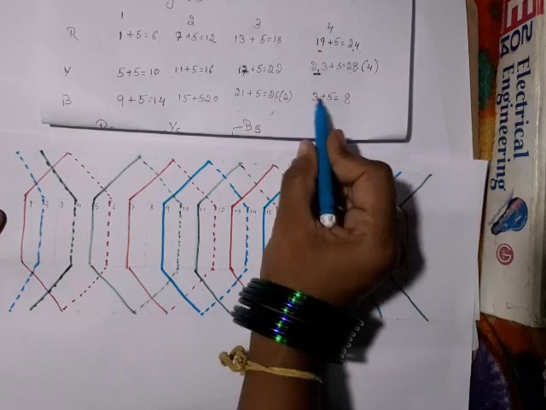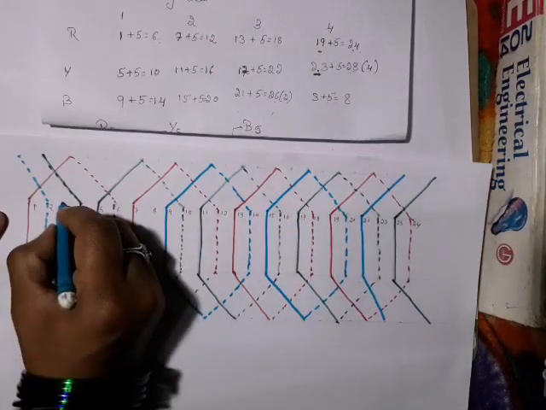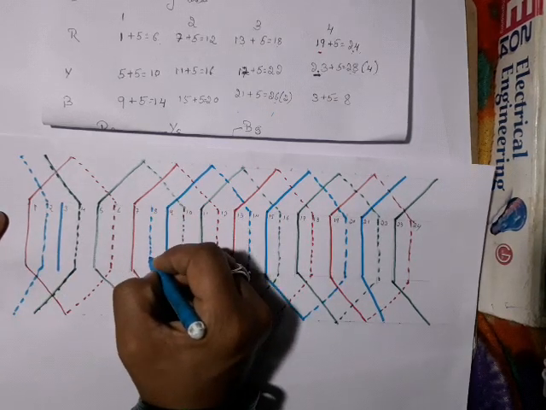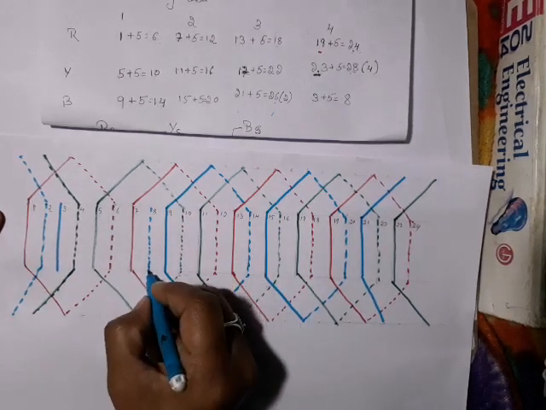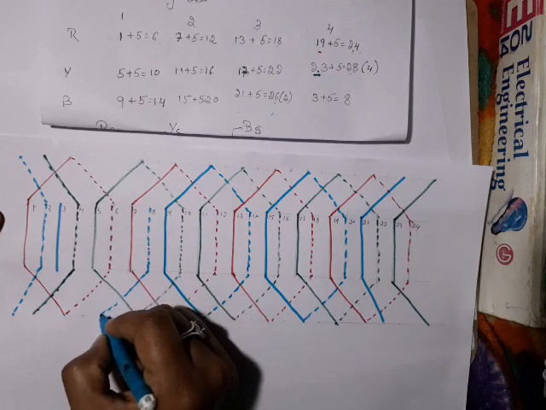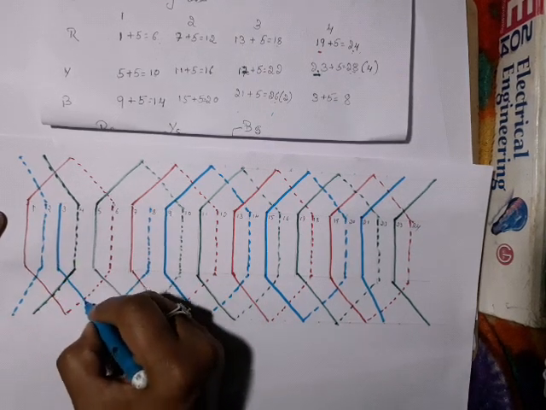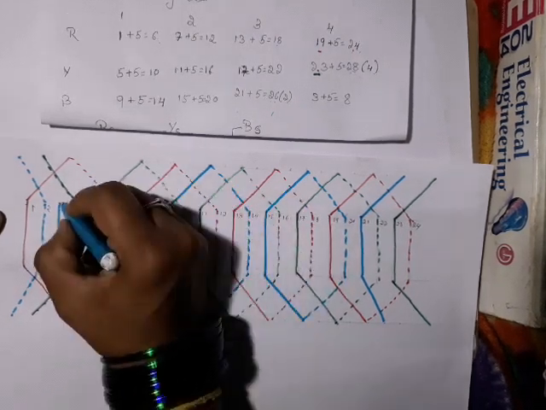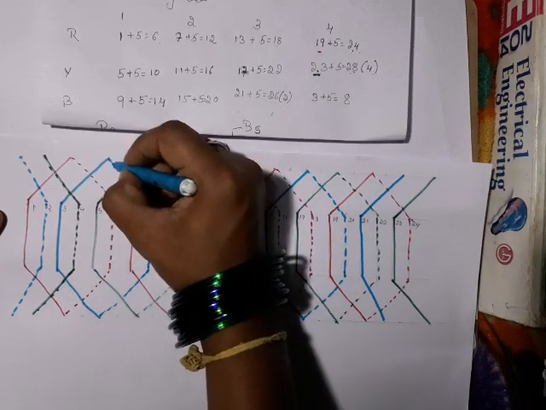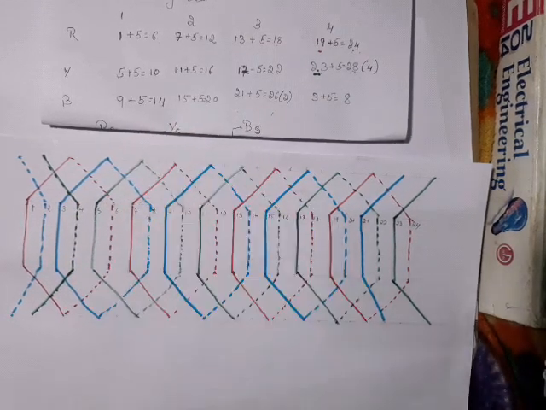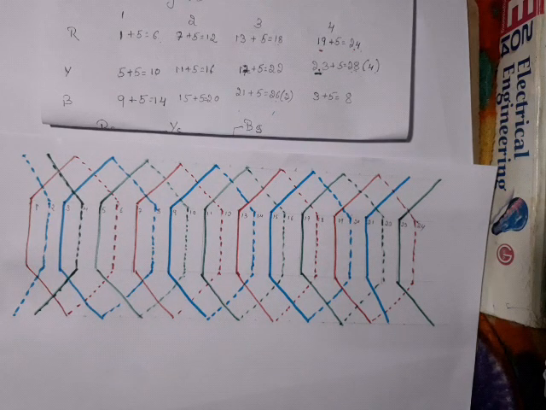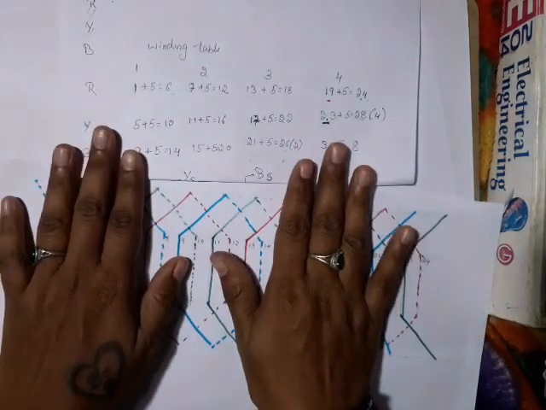Yes. The last winding, 3 to 8. So 3 is here, 8 is here. 8 is dotted line, 3 is dark line. It will get connected over here. Just check it. Are we connected all the windings? Yes. So we are done with the first one, that is the winding table.